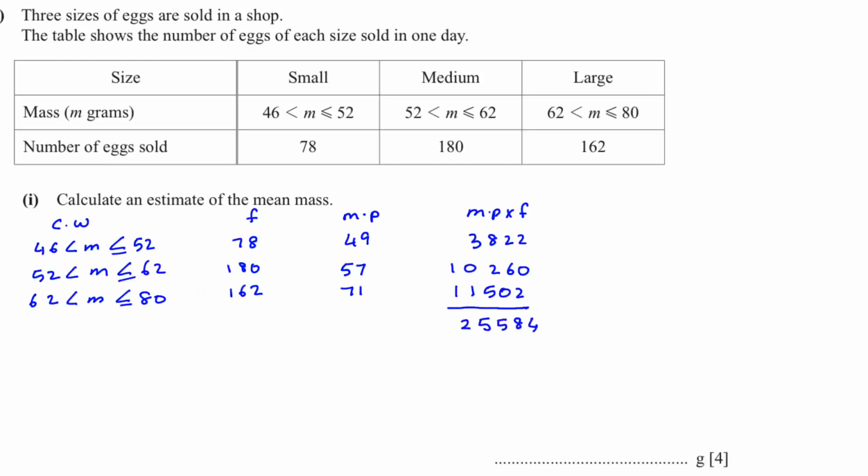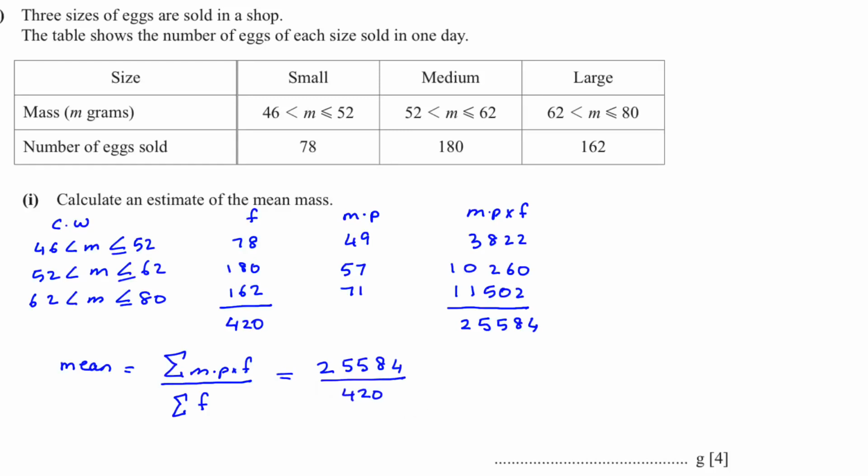Add up the frequency multiplied by the midpoint, and the total that you have got is this. To find the mean, we take the sum of the midpoint multiplied by frequency and divide it by the sum of the frequency. This will be 25,584 divided by 420, and we will get 60.9. So your estimate of the mean mass is 60.9 gram.